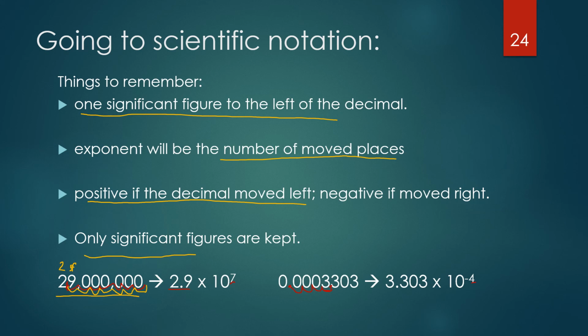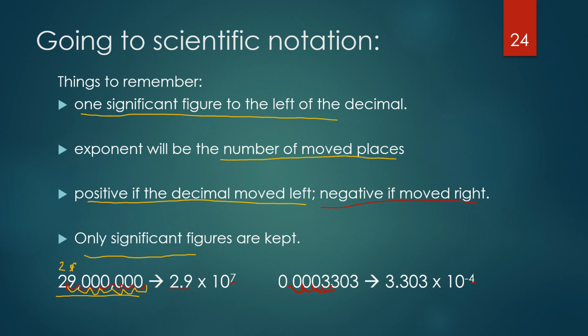Now why is the exponent negative? Well, because the original number was less than 1. If your original number is less than 1, you're going to have a negative exponent. The other way to look at it is it's negative if you move to the right, which we did. We moved 4 times to the right.